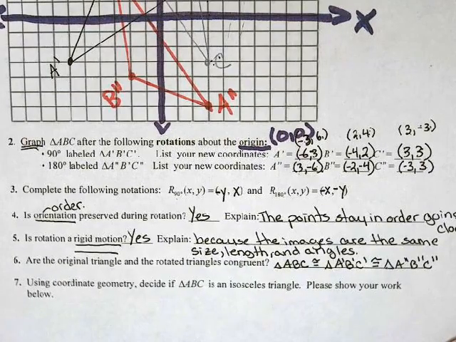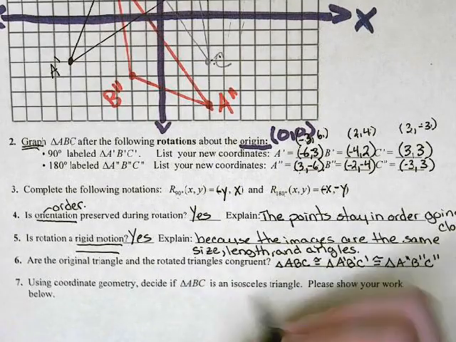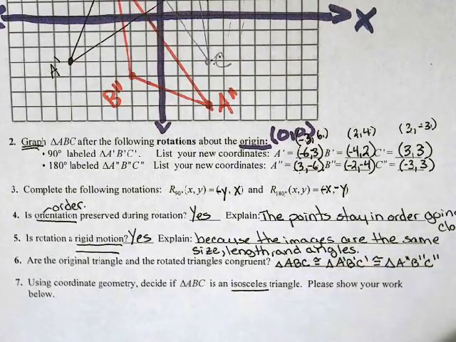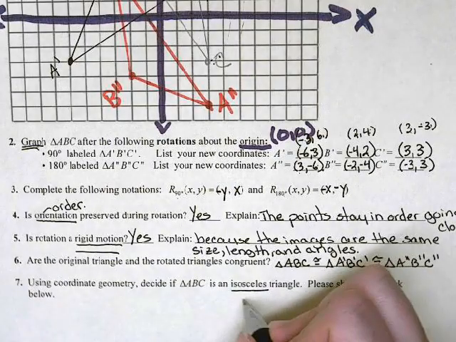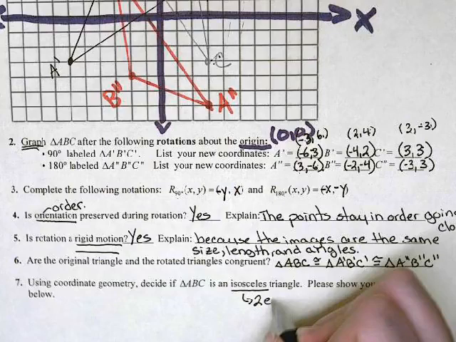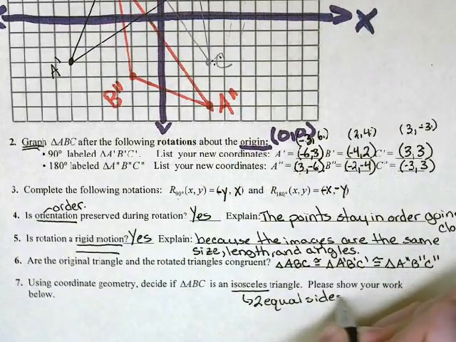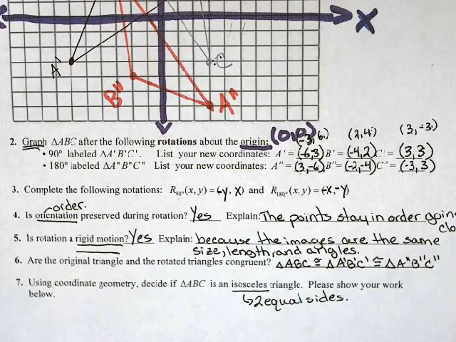All right, now the next question has another vocabulary word in it as well. We've been working with this lately. We want to know if this triangle is isosceles. Okay, so in order to show it's isosceles, we have to prove that it has two equal sides. Now remember, we can't just state which two sides are equal. We actually have to use mathematics to prove that they're equal.